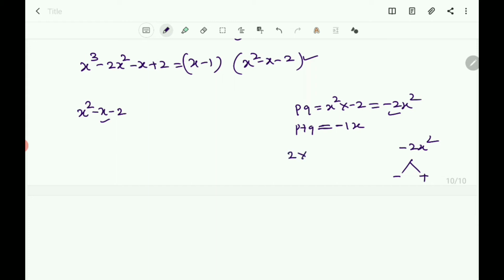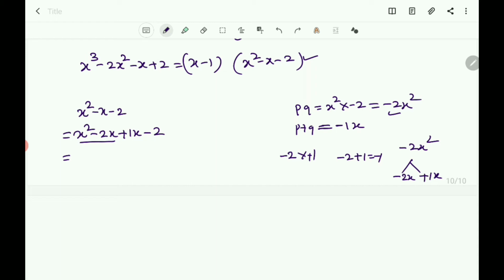You know in which table 2 is there? That is 2 ones are 2. So you can take minus 2 and plus 1. That is minus 2 plus 1 is minus 1. So you can take this is 2x, this is 1x. Minus 2x plus 1x. The product of minus 2x and 1x is minus 2x square. The difference of 2x and 1x is 1. So you take x square minus 2x plus 1x minus 2. That equals, make the group of 2 here.